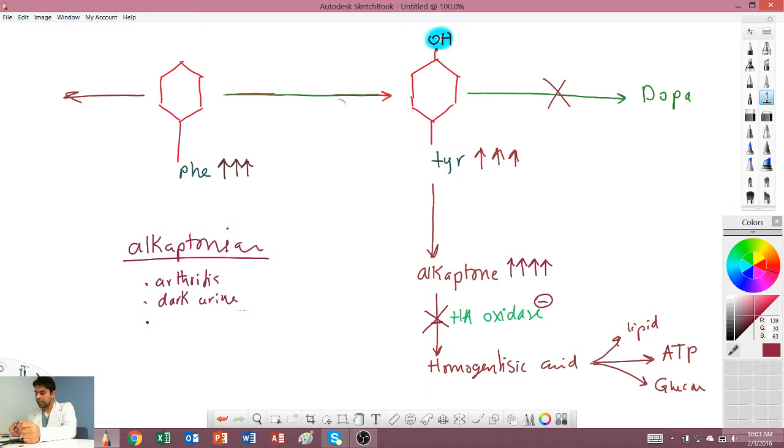Okay. Now the question is, that's all you need to know, nothing else. But could it cause other complications? Yeah. What if alkaptones start accumulating? Now, how do these ketones come to urine? How do you bring them to urine? By blood. So that means you will have them in blood too.